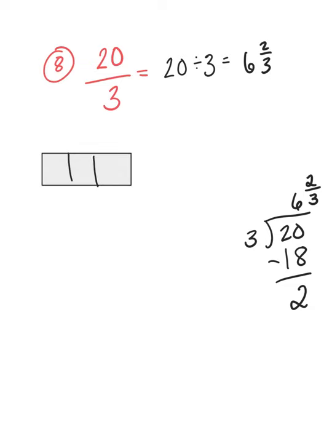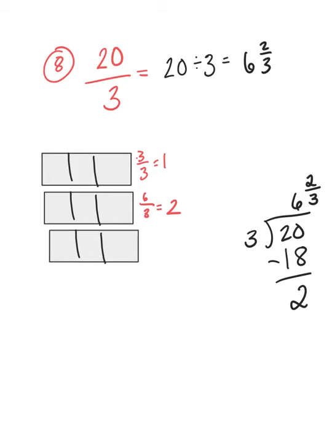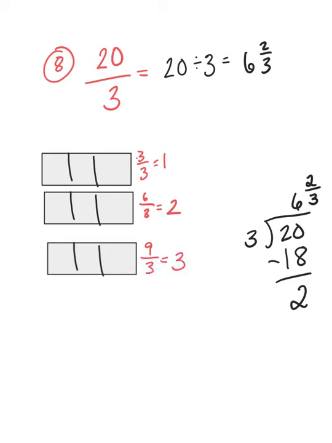I can show this with an area model. Here I have 3/3, or 1 whole. Then I can add another 3/3 for a total so far of 6/3, or 2 wholes. I'm just going to keep adding groups of 3/3 until I can't go any further. I'm trying to get as close to 20 as I can without going over.